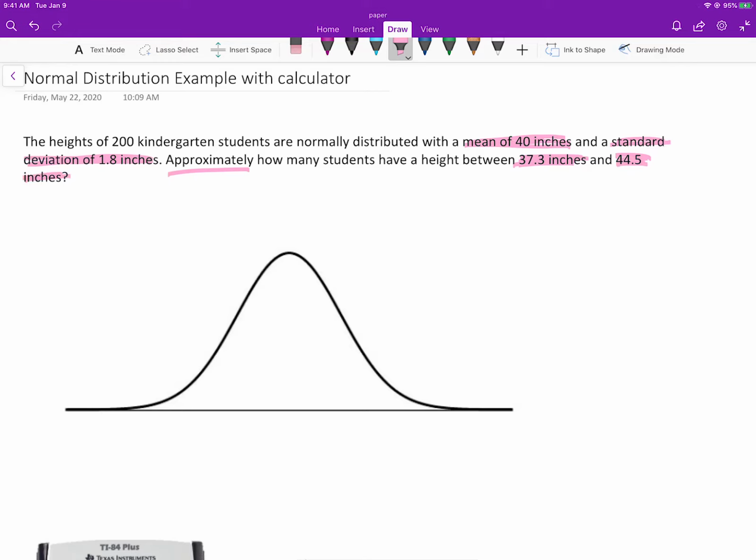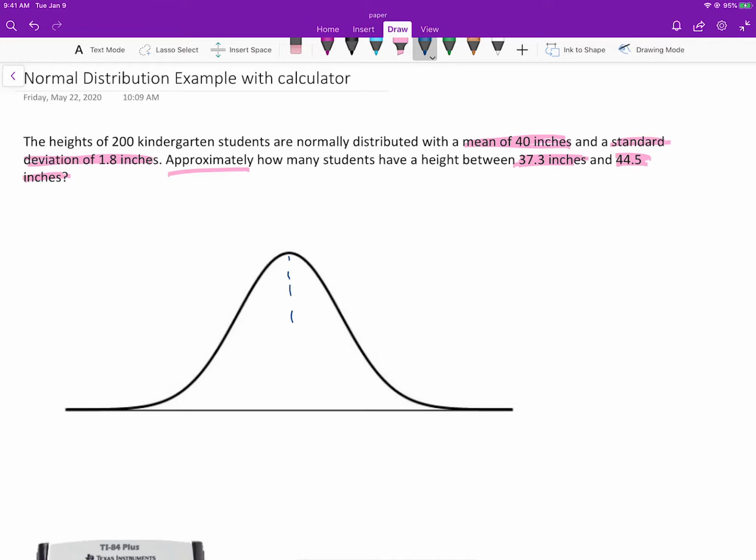This is a normal distribution, and I find it helpful to sketch just a curve and then put your information on there. We're still at the beginning of statistics, so it's helpful to have the visual to see: are we shading above, are we shading below, or are we shading in between? That will be helpful when we go to input into our calculators.